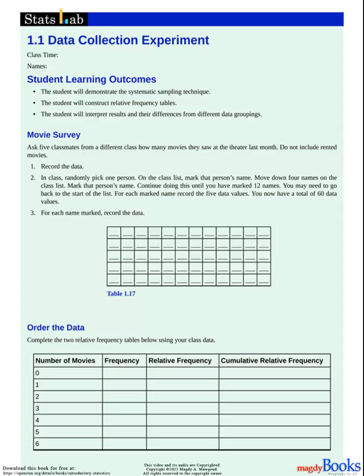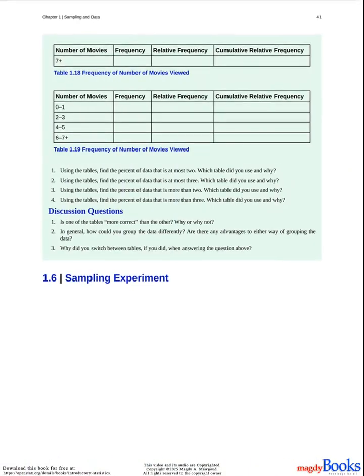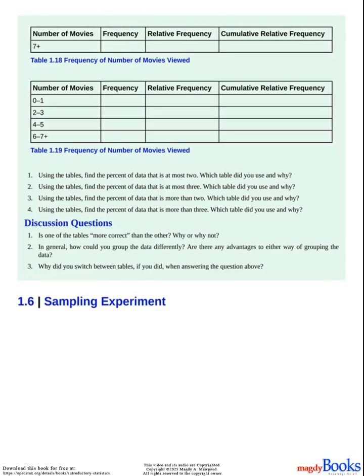Complete the 2 relative frequency tables below using your class data. Table 1.18. Number of movies, frequency, relative frequency, cumulative relative frequency. 0, 1, 2, 3, 4, 5, 6, 7 plus. Table 1.18, frequency of number of movies viewed.